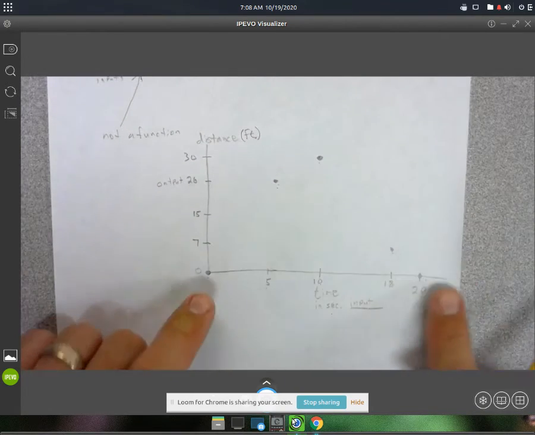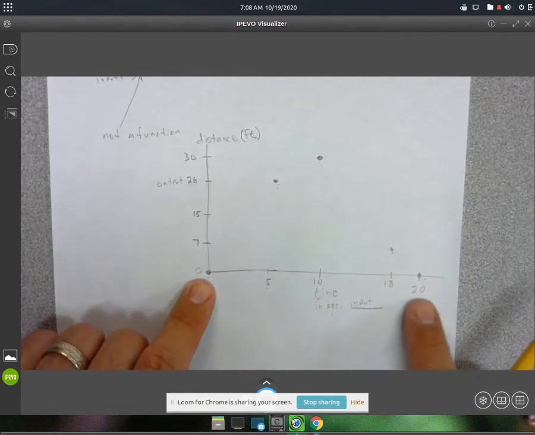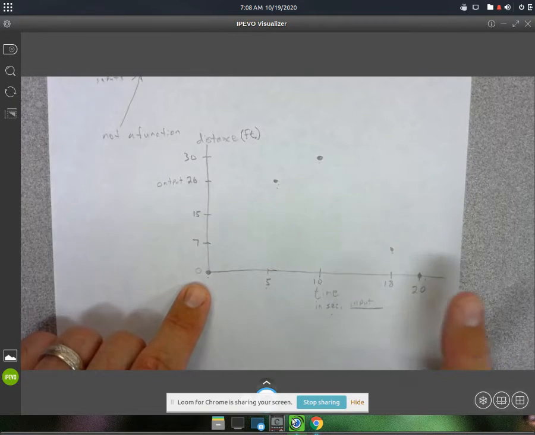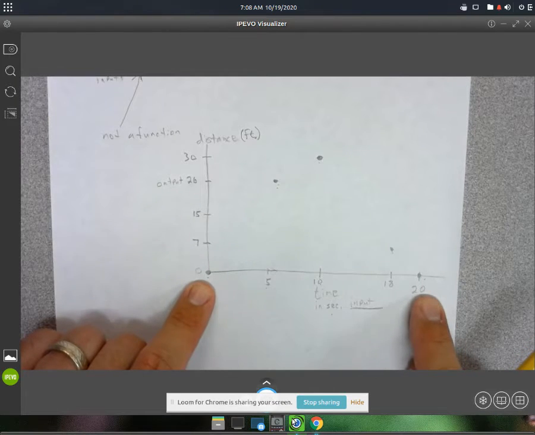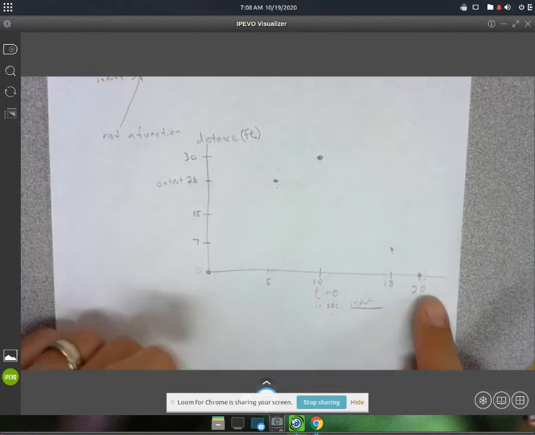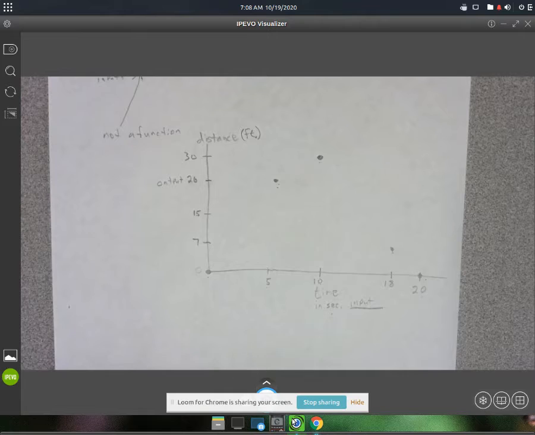Now, the fact that I'm 0 feet away at the 0 and 20-second mark, that's okay because these inputs are just going to the same place. At time 0, I'm not in two different places. So this is a function. This graph is a function.